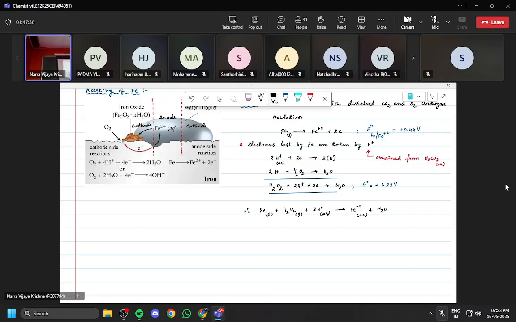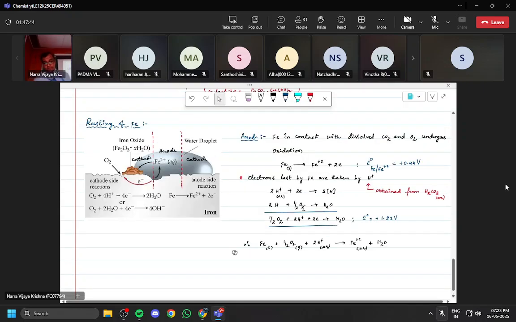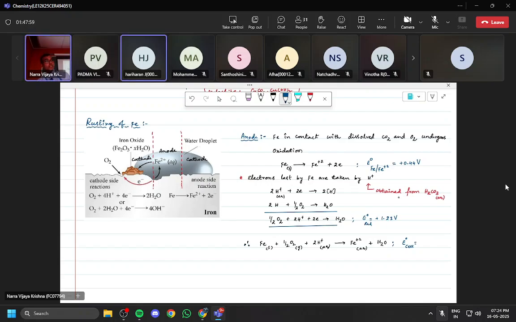This is anode, loss of electrons. Here it is gaining electrons now. So this is cathode. So this is cathodic reaction, that is anodic reaction, both put together. Cell reaction is done. So what is the overall voltage output? What is E naught of cell now? 1.67, 1.23 plus 1.44. 1.67 volts means rusting of iron is nothing but a battery which can generate 1.67 volts.